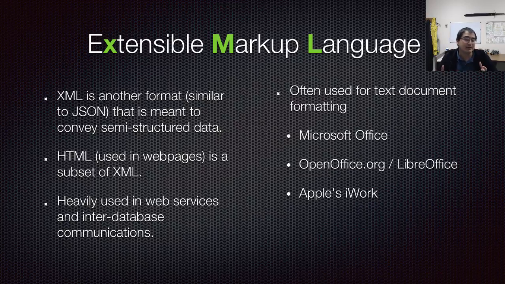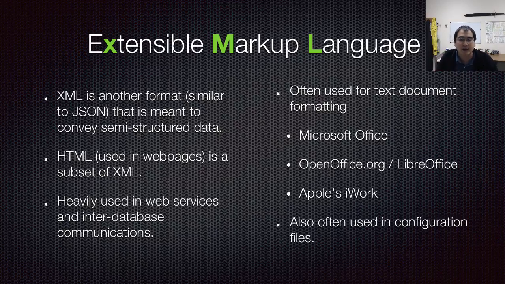Another place that XML comes up a lot is text document formatting. Whenever you save Word files or OpenOffice or LibreOffice or iWork files, those are primarily XML files under the hood that convey things like here is text and this part is bold and so forth. The last place it often appears is in configuration files. Often a program wants a configuration file that says here is where you need to save things, here is where you need to read things in. That's often written in XML so that it can be used across different platforms and still mean the same thing.